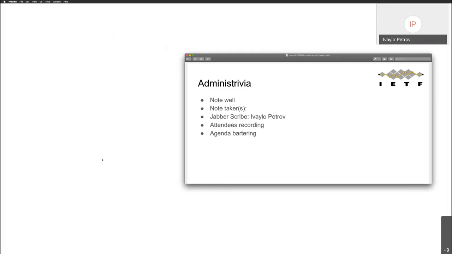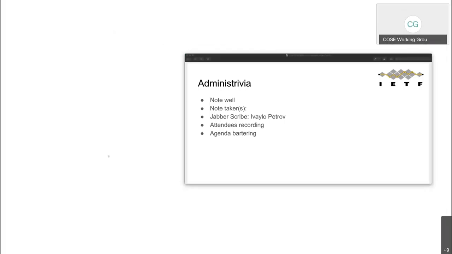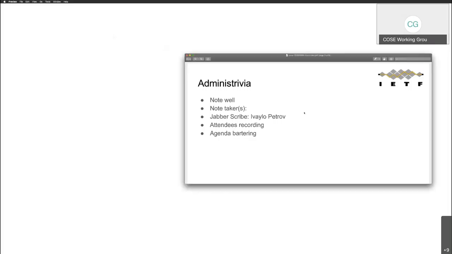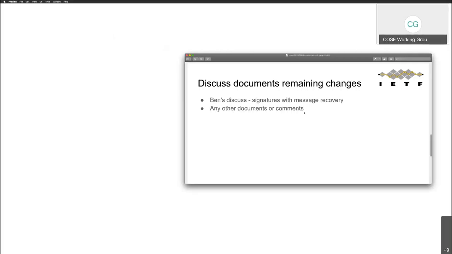And it looks like we've got almost nobody in Jabber, so let's not worry about that. If you haven't already, please add yourself to the attendees list in the minutes, and we'll turn those into the blue sheet. And then we can move on to some agenda bashing. All we're really looking at for today is talking about the various issues and discusses on the documents. Is there anything else we want to talk about?